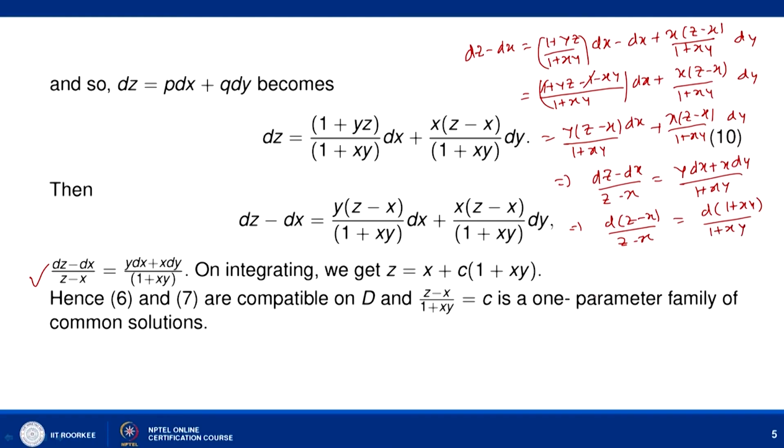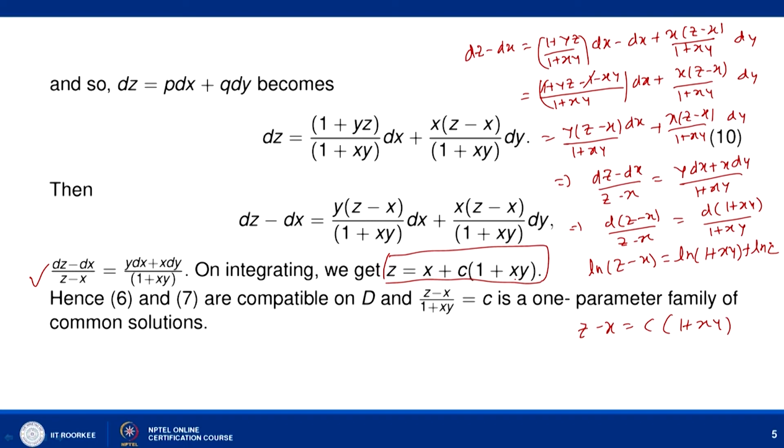Now when you integrate it, you will get ln of (z minus x) equals ln of (1 plus xy) plus some constant, let us take this as ln c. So you can say that z minus x equals c times (1 plus xy). That is what we have written here, that z equals x plus c times (1 plus xy).